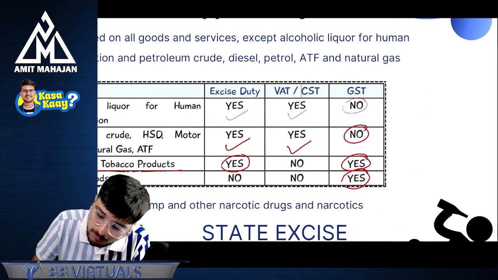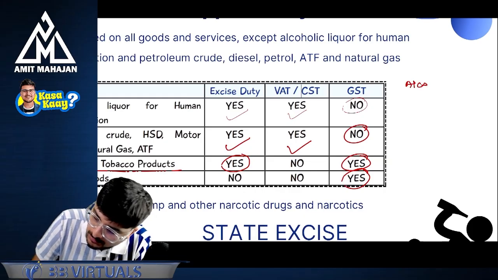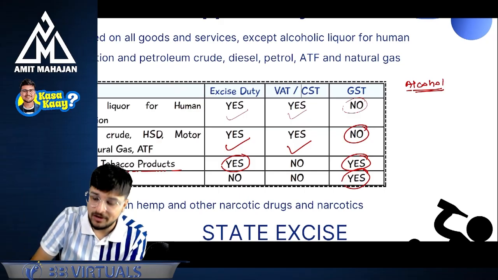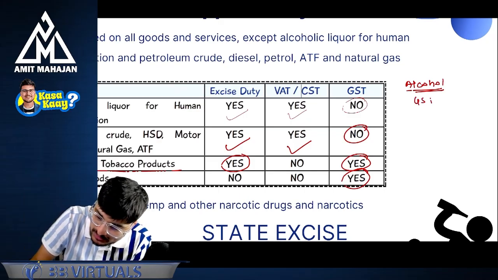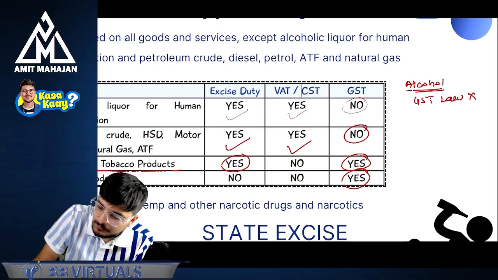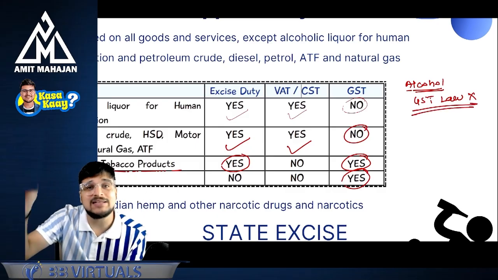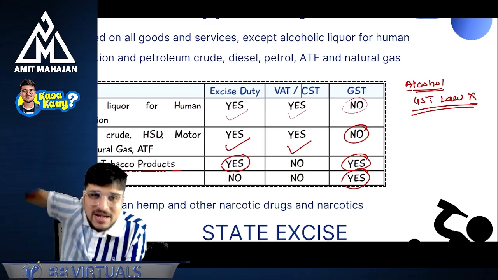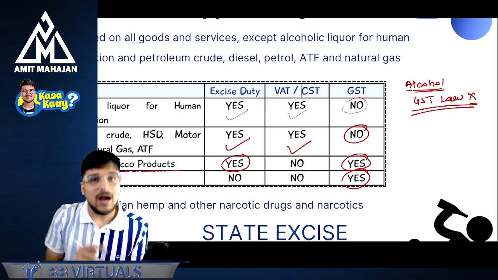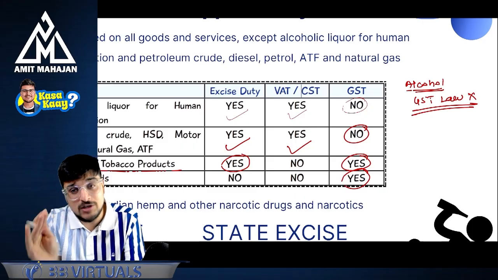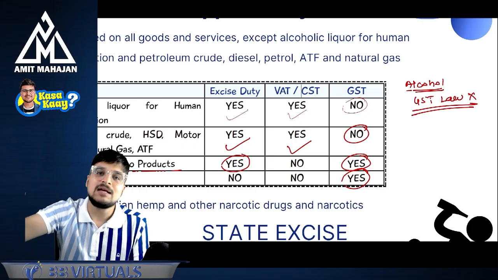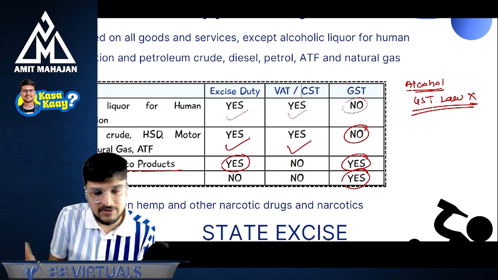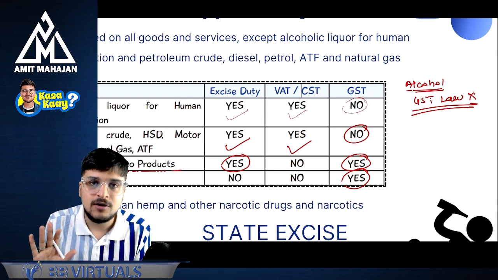Now, let's discuss one more thing about alcohol. Please understand, alcohol is not there in GST law. So if you want to charge GST on alcohol, you have to amend the GST law. Alcohol is not included in GST law because no state government agreed to this while implementing GST. Everybody said no to alcohol.